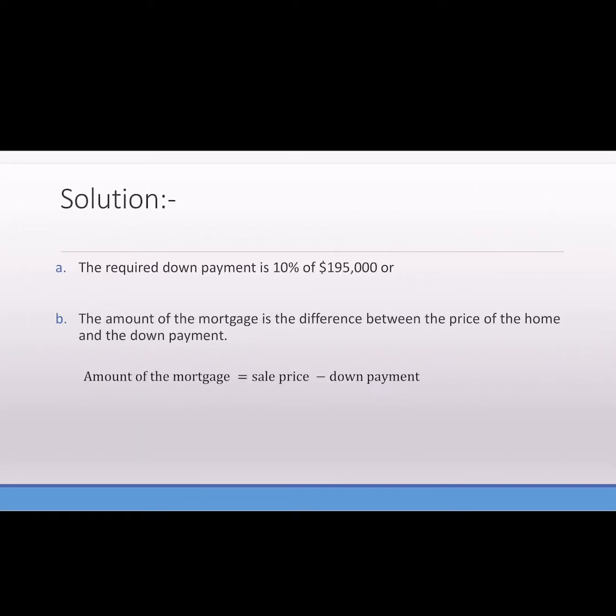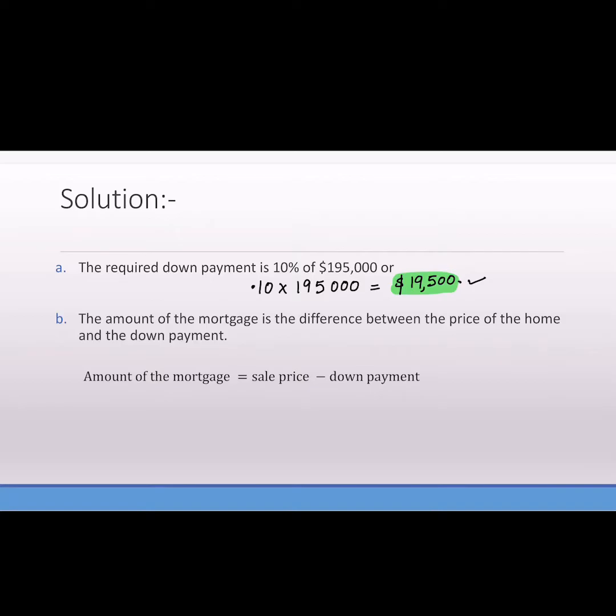The solution, let's check the first part. Their required down payment is 10%. So 10% in decimal is 0.10 times 195,000. So this is 19,500. So you are required to come up with the amount of 19,500. That is, you pay them upfront 19,500.